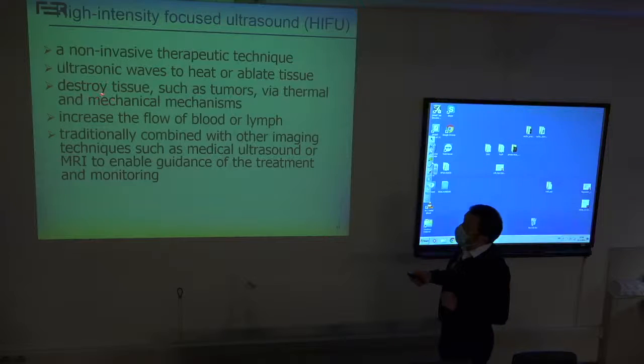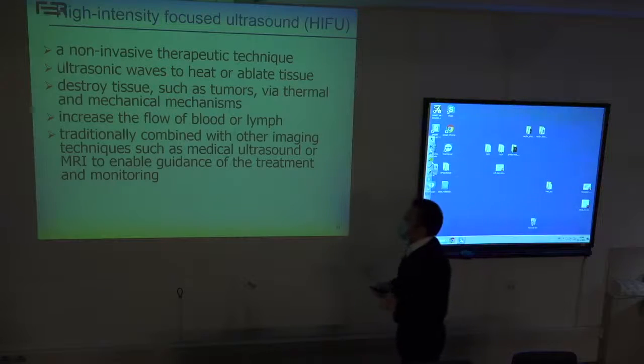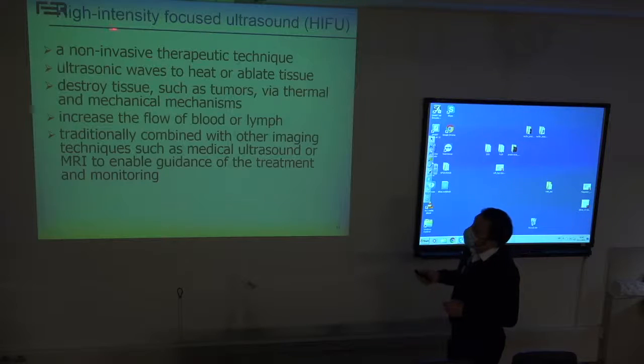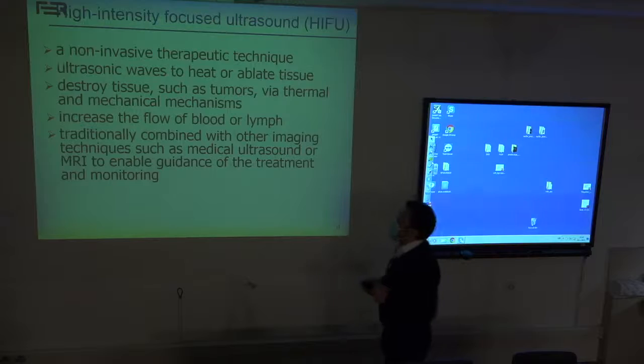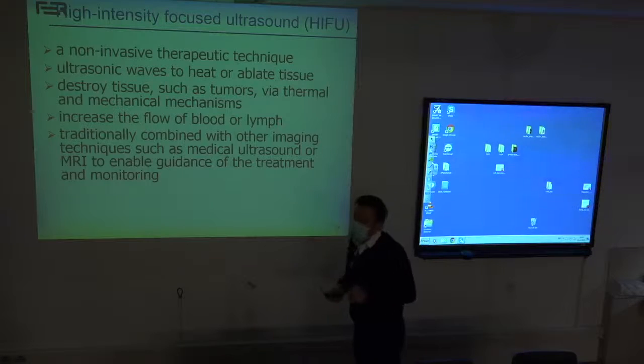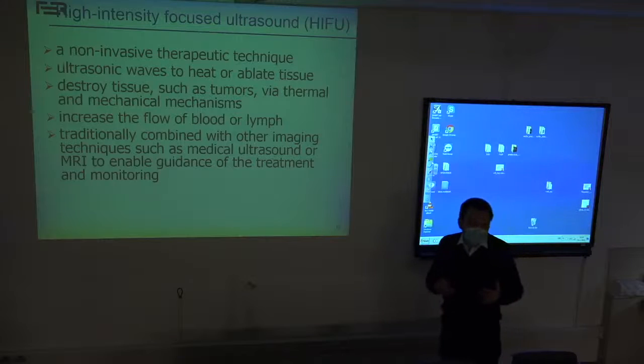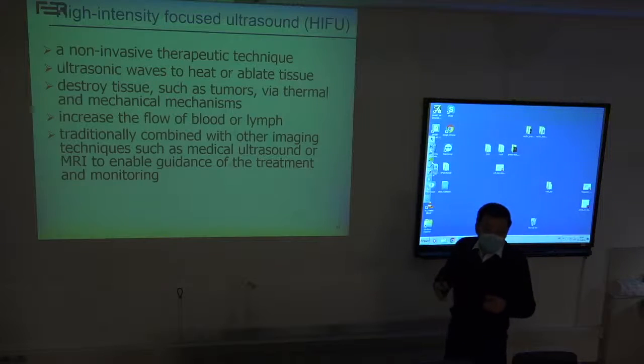So the destruction may be through heating or through mechanical vibrations and so on. So both is actually allowed. Then also the high intensity focus ultrasound may be used also for massage. That means for increasing the blood flow or the flow of the lymph in certain areas. In this case, of course, it is not destructive. So the power that is transmitted must be much, much lower, of course.